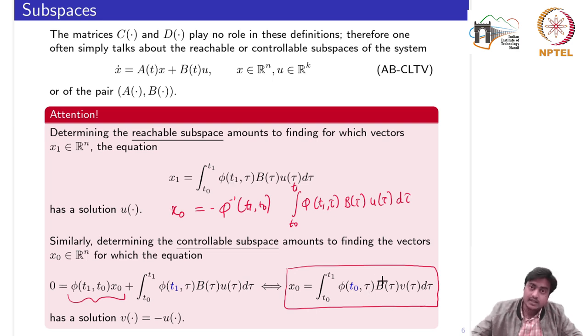Now here, since in continuous time we could either go forward or go backward for representing the state transition matrix, both expressions almost look similar, with a slight difference that the time t1 in the state transition matrix here has been replaced by time t0, with u being changed to v, where v is basically the negation of the actual control input.